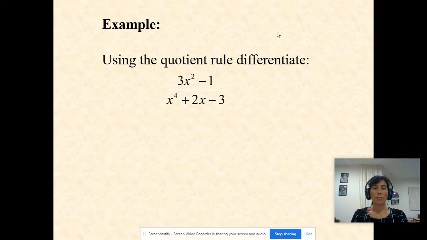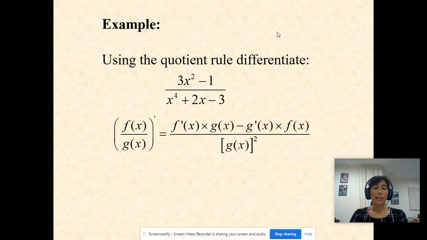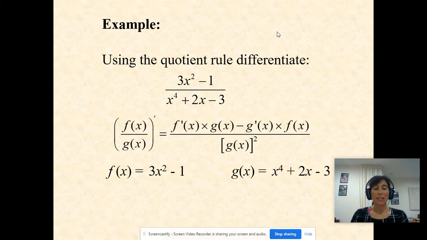Example, using the quotient rule, differentiate 3x squared minus 1, all divided by x to the power of 4 plus 2x minus 3. So we've got our formula. So f of x is the top line, so that's going to be 3x squared minus 1. g of x is the bottom line, so x to the power of 4 plus 2x minus 3.